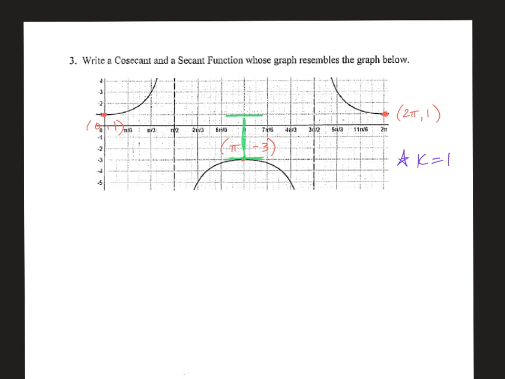that you have a distance of 1 down to negative 3, you have a distance of 4 between your curves. On your normal cosecant or secant function, you go from a minimum of 1 to a maximum of negative 1. And so that distance is normally 2 units. What we've done is we've doubled the distance between our curves. That tells us that we've done a vertical stretch by a factor of 2. And therefore, our a value is 2.